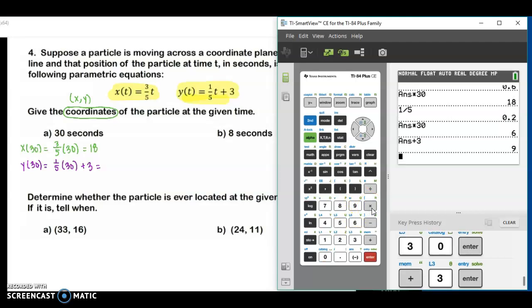And that will give us 9. So our coordinate here is 18. 18 is the x value, 9 is the y value when our time is at 30 seconds.